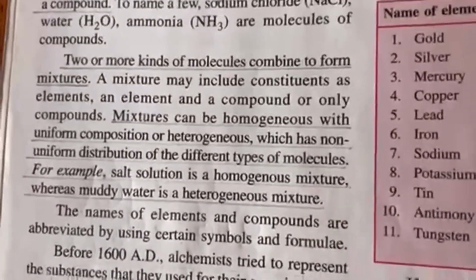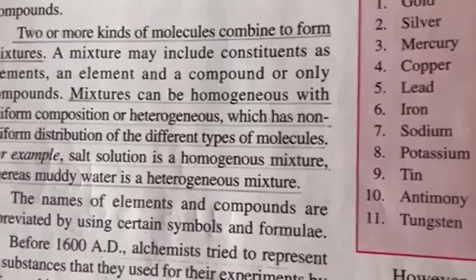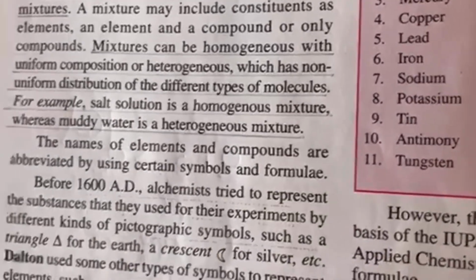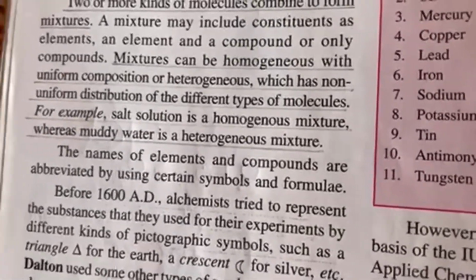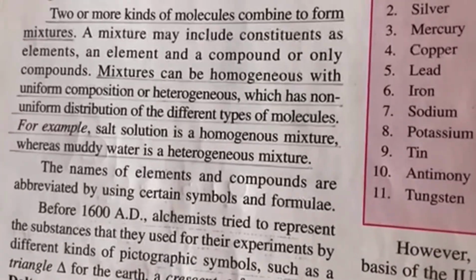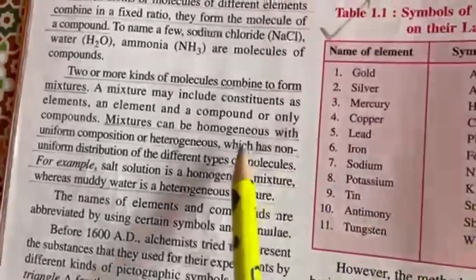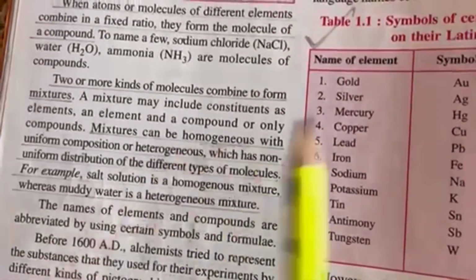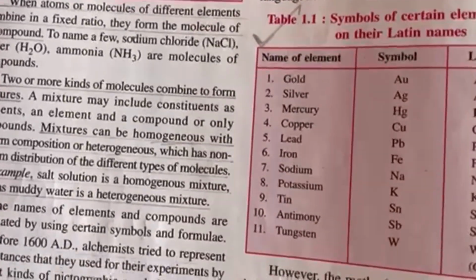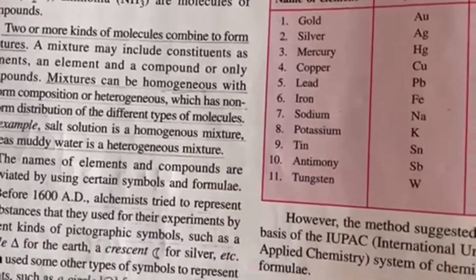Now, there may be 2 or more kinds of molecules. They combine to form mixtures. When we talk about a mixture, we are talking about an impure substance. It is not pure. Supposing we take salt and sugar and mix them together, it becomes a mixture. Now a mixture can either be homogeneous. Homogeneous means similar. Supposing we take a spoon of sugar or salt and put it in water, it becomes a mixture of water and salt.